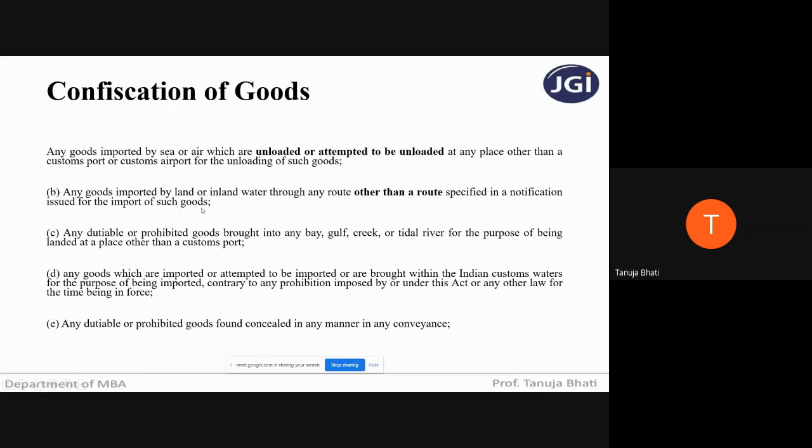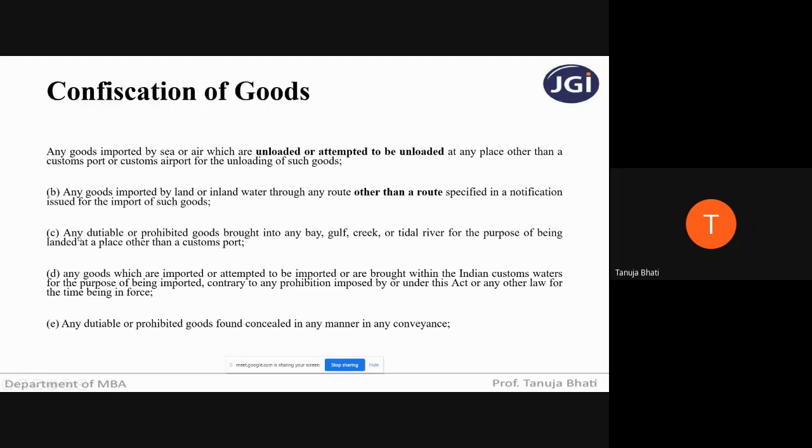See, students, whenever an importer is importing goods, he is given a certain customs port, customs airport, customs station, or a land route which is specified by the customs authorities. Only there can he unload the goods. But suppose he finds some secret route in which he can unload the goods without payment of customs duty, and if he is caught, then those goods will be confiscated by the customs authorities. So this is reason number 2.